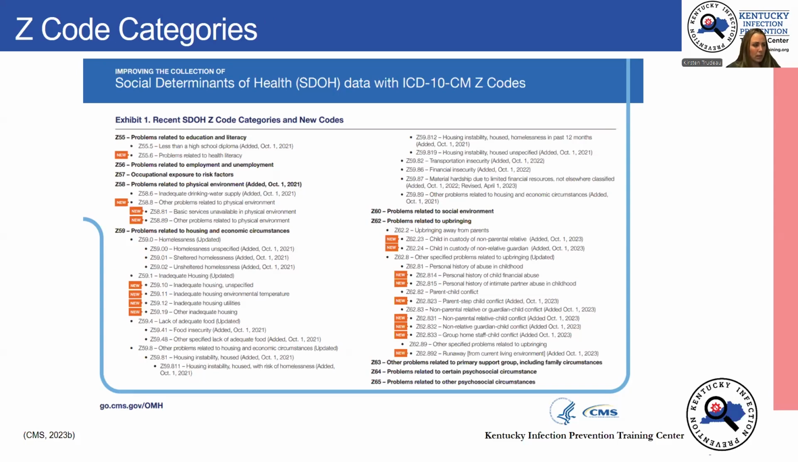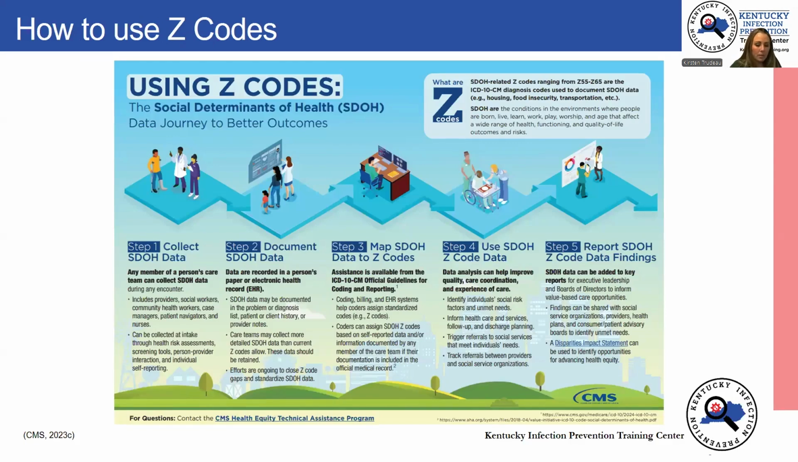And this is really important looking at the population picture that you're working with, because you might see specific Z codes and subcodes that are more prominent in the population that you work with, and you may be able to come up with systematic organizational interventions to help with those social determinants of health. So CMS has a nice document summarizing the use of Z codes. You'll collect the social determinants of health data during the encounter, document the data, map the data to Z codes, and then use the social determinants of health Z code data and report the Z code data findings.